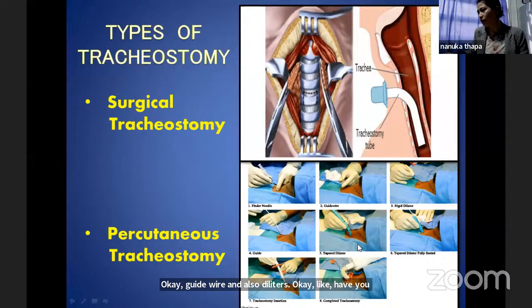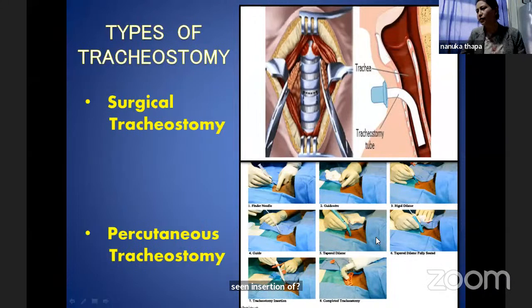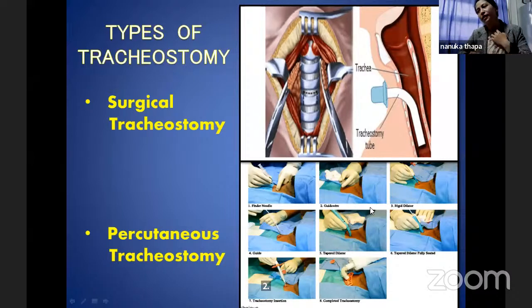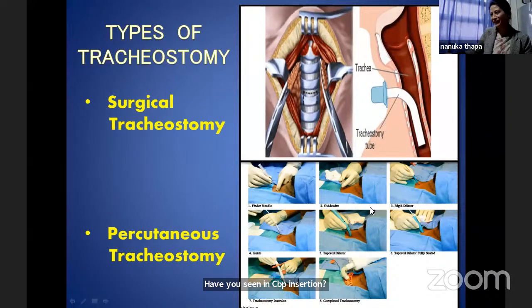Have you seen insertion of a CVP, right? If you have seen a CVP insertion, they use a syringe and a needle, okay. Have you seen it in CVP insertion? Laura has mentioned yes. Okay. So in percutaneous, it's also the same as CVP. We insert a needle and we localize the trachea. And through that, we can insert a guide wire. And through the guide wire, we can insert the dilators. Okay, the different dilators, and once it has been dilated, we can insert a tracheostomy tube.